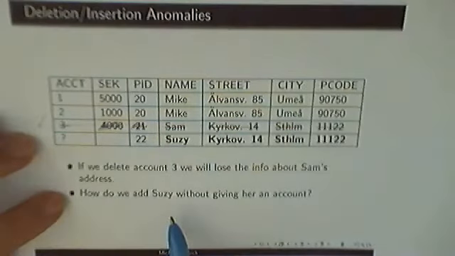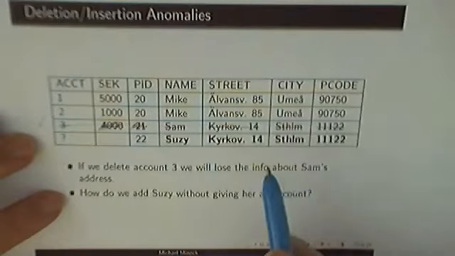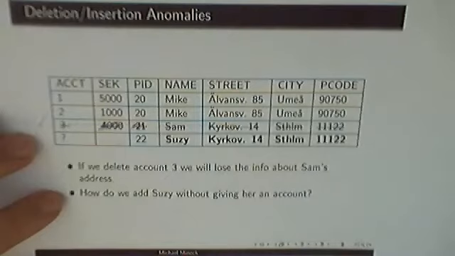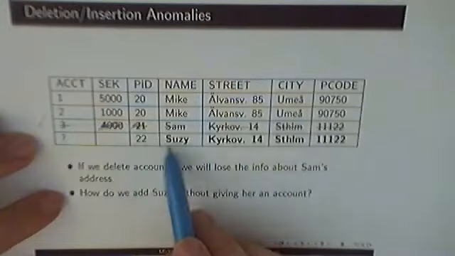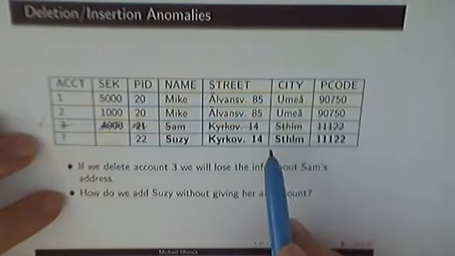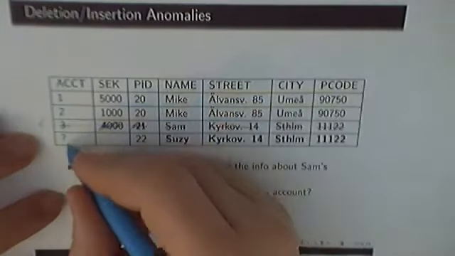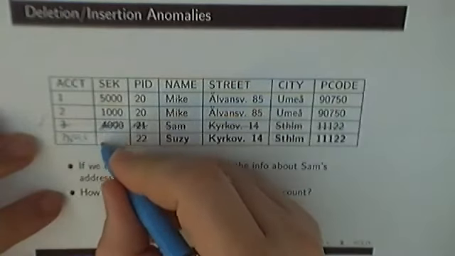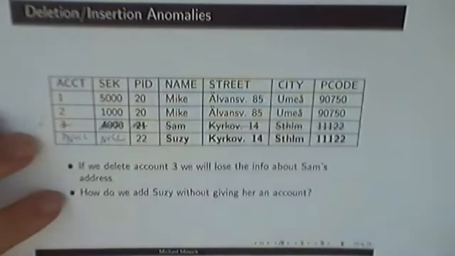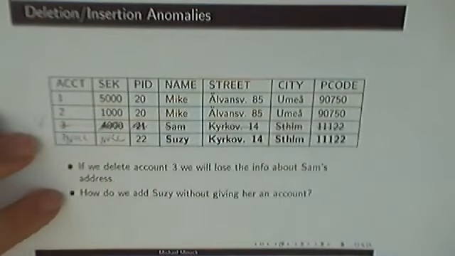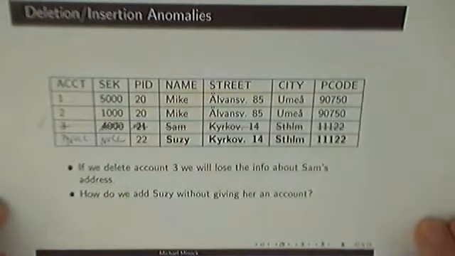All right, finally now we have an insertion anomaly. Let's say we want to add Susie without giving her an account. Susie comes in. We know that Susie's going to later get an account, but she doesn't have the money quite ready yet. So we want to take her persona number and her address in here. But now what do we do about this? It looks like we're going to have to make these nulls. Anyways, it's a little bit of a flaky database.